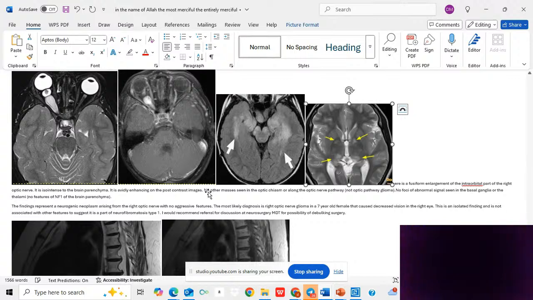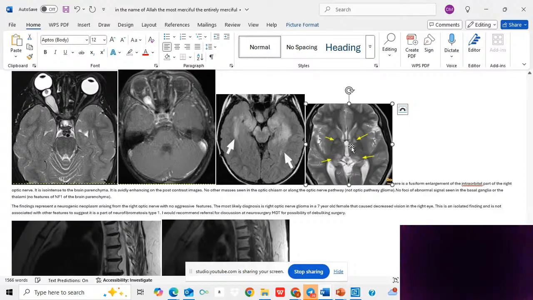So you need to comment here that there are no other masses seen in the optic chiasm or along the optic nerve pathway. Okay, so this is not optic pathway glioma. Also, you need to comment on the brain parenchyma. Why?